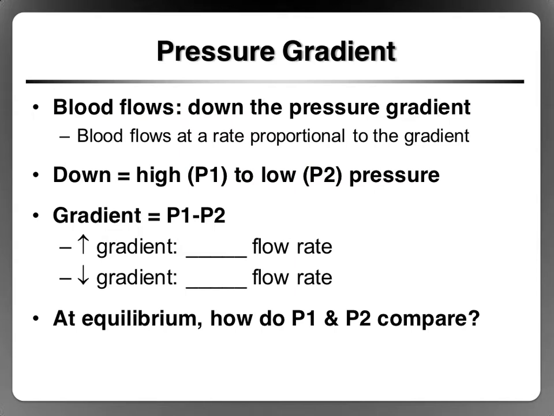So for instance, we said that P1 is the pressure in the aorta, and it's 100 millimeters of mercury. And P2 in our example was the pressure in the right atrium, which was 0 millimeters of mercury. Essentially no pressure in the right atria. So that's aorta.